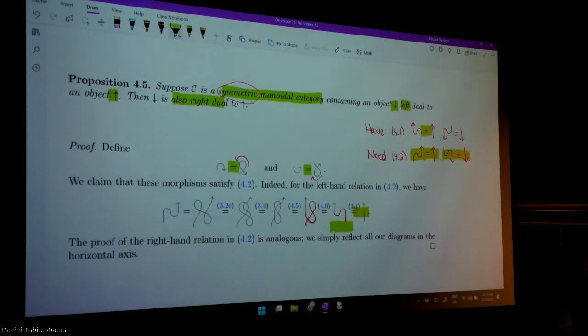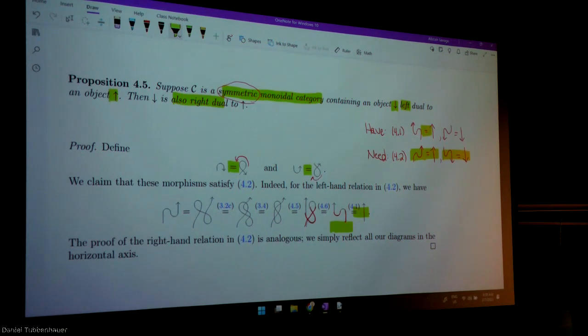The proof of the right-hand side is almost identical. Basically, you just take this proof and just reflect our diagrams in the horizontal axis. Right? It's the same idea. Any questions there? Right.